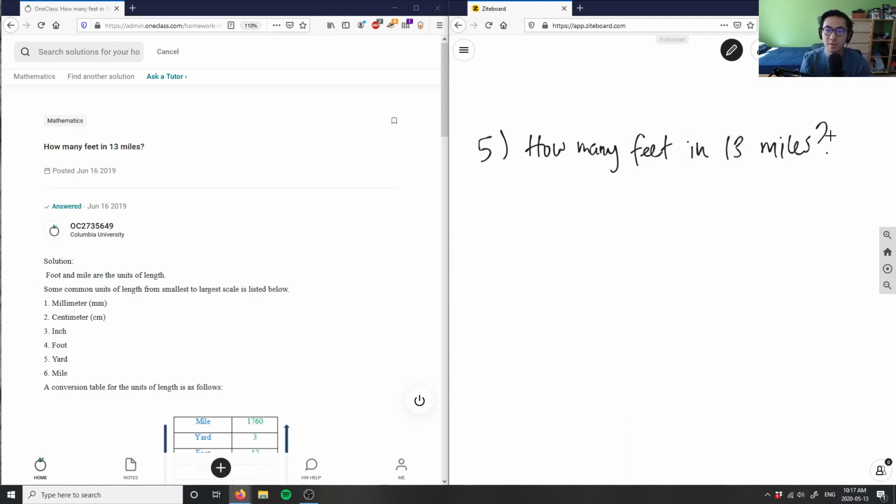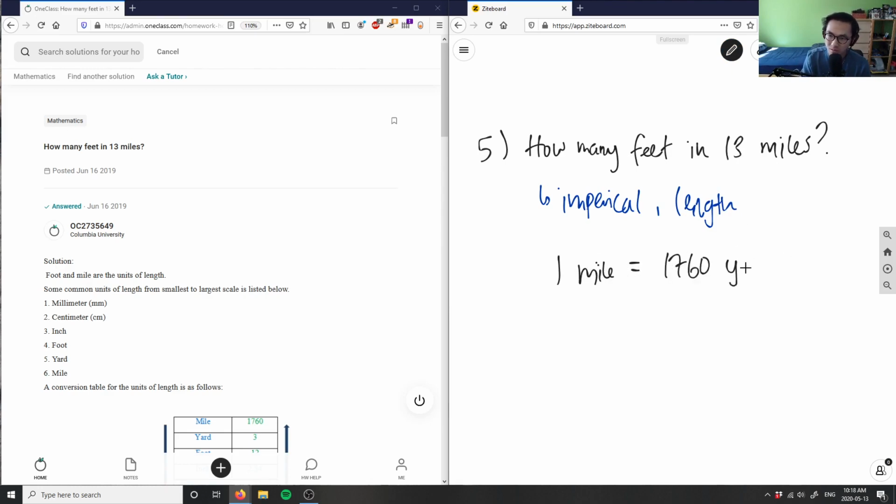In 13 miles. So again, we're working in the imperial system, but this is talking about length, not volume like in the previous question. This is measuring length. So again, we need to know some important conversion factors. We have 1 mile equals 1,760 yards, and 1 yard equals 3 feet.